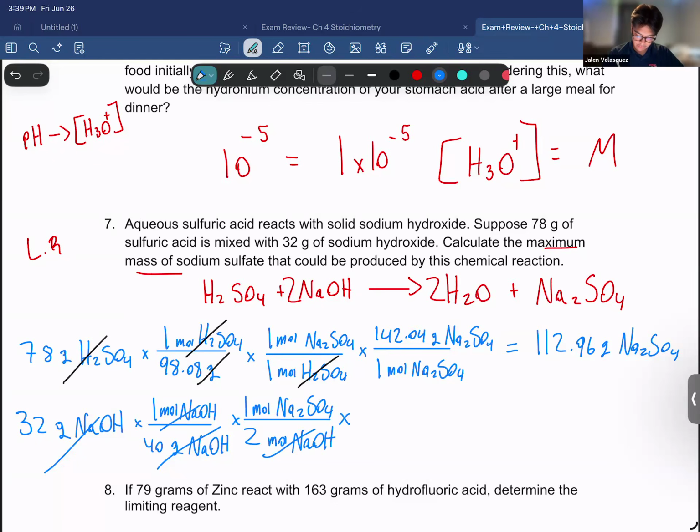And then finally, from the moles to the grams. So 32 divided by 40 divided by 2 multiplied by 142, you will get 56.816 grams sodium sulfate.